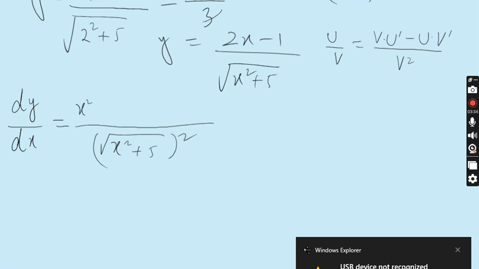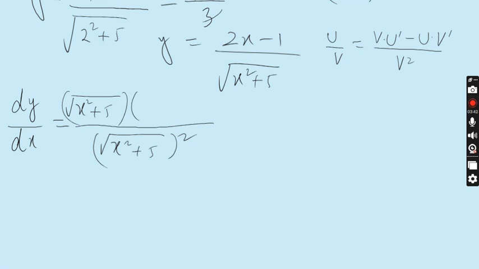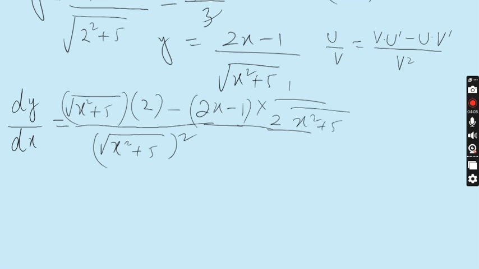v as it is, square root of x square plus 5, times the derivative of u, the derivative of 2x minus 1, which is 2, minus, from the formula, u as it is times the derivative of v, the derivative of square root of x square plus 5. So that is 1 upon 2 root of x square plus 5, multiplied by the derivative of x square plus 5, which is 2x. So this 2 cancels by this 2, so this is the gradient of tangent. I always represent gradient by small m, t stands for tangent.